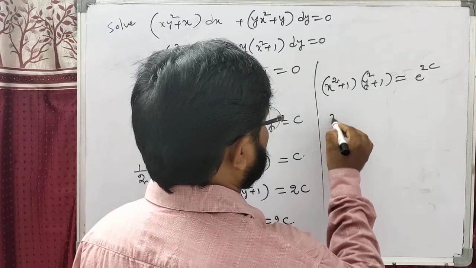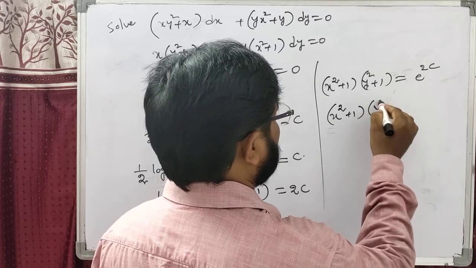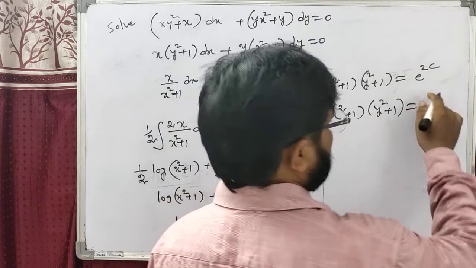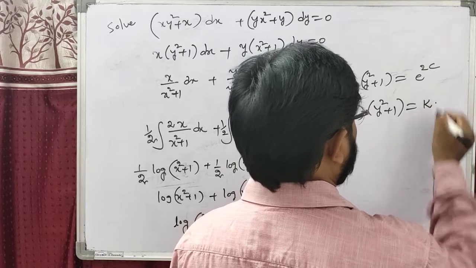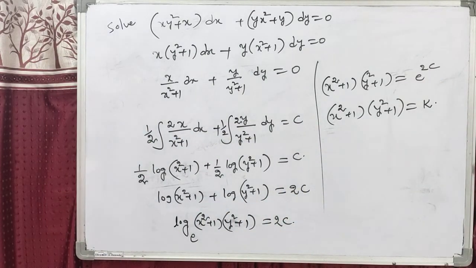That can be written as x square plus 1, y square plus 1 is given by some c. C is nothing but, we are taking k, where k is e power 2c. Okay students, this is the equation.